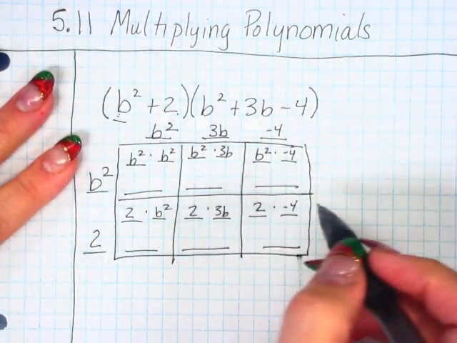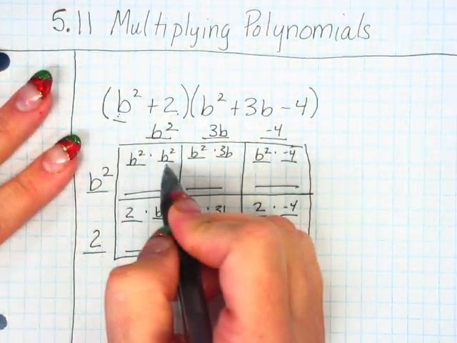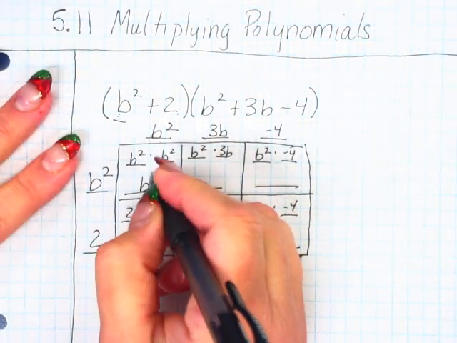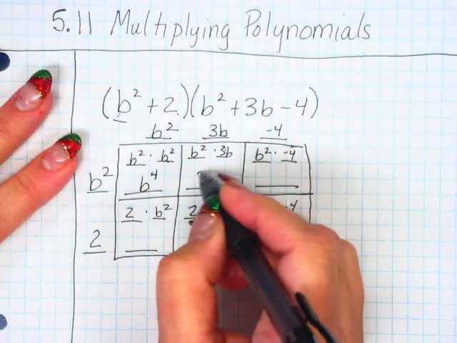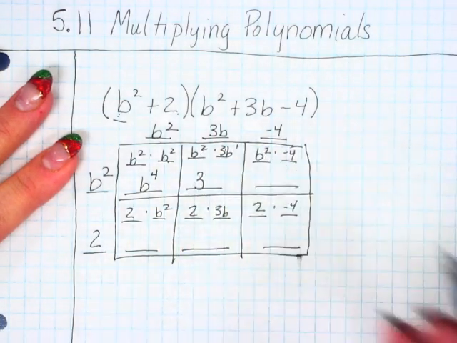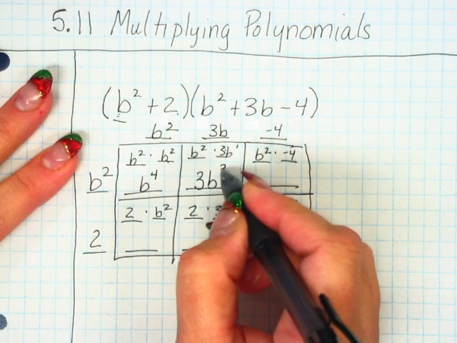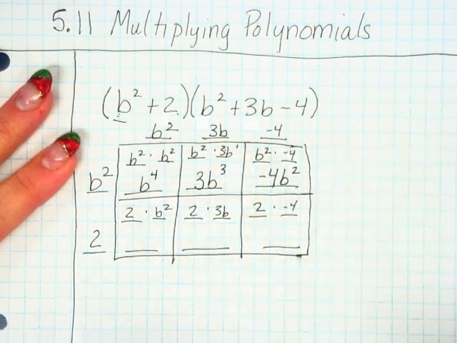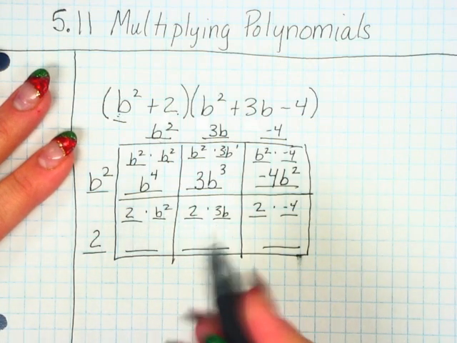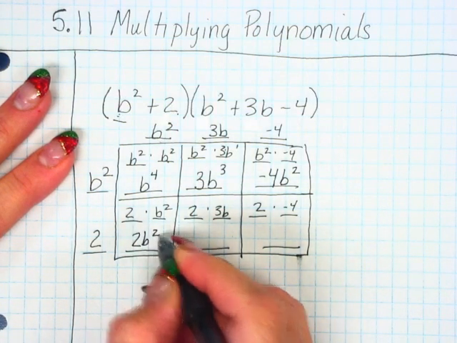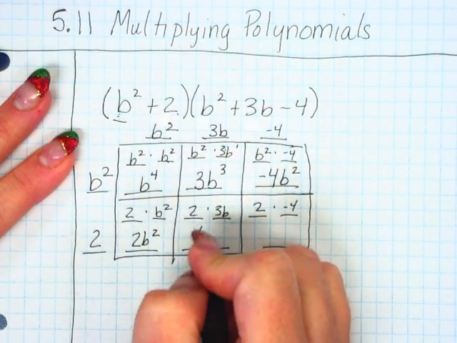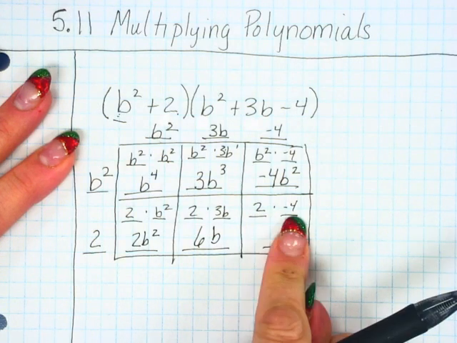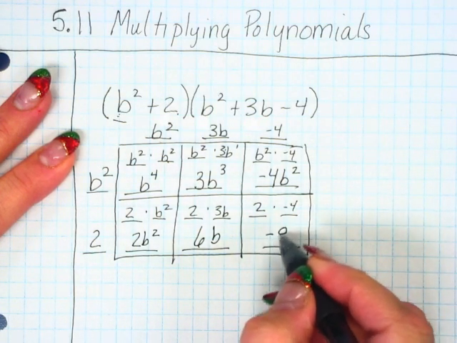Okay, so now let's multiply in every box. So here we have b squared and b squared, 2 bases, 2 exponents. We add them. 2 and 2 is 4. Here we have 3, and then we have b squared and b to the first. That would be b to the third. B squared and negative 4. Nothing I can do there except put them together. 2 and b squared. Put them together. 2 times 3 is 6. And it's just the b. And then 2 times negative 4 is negative 8.